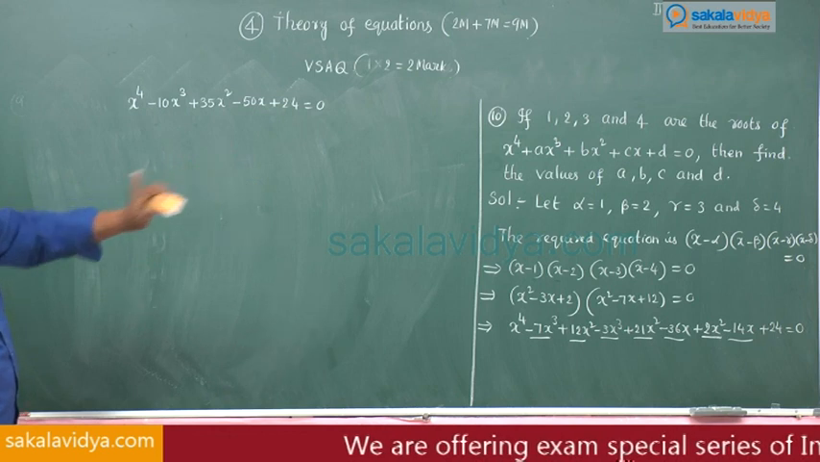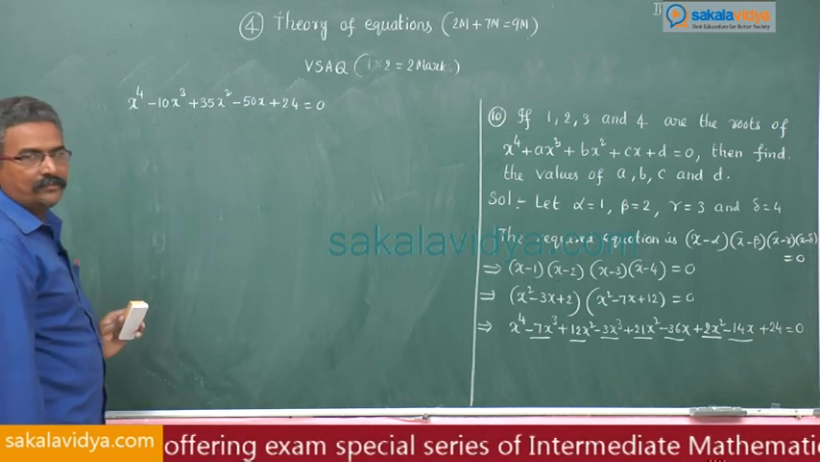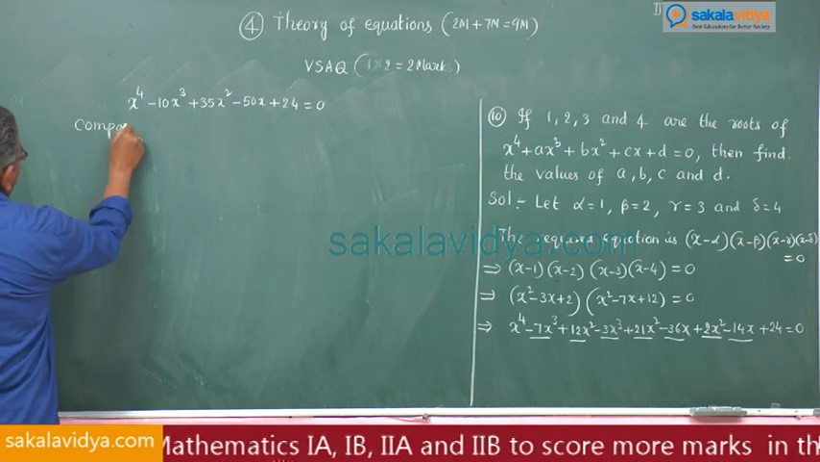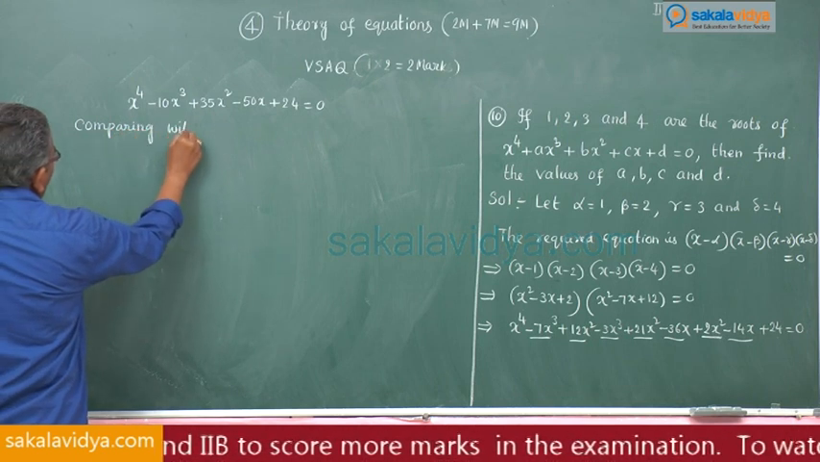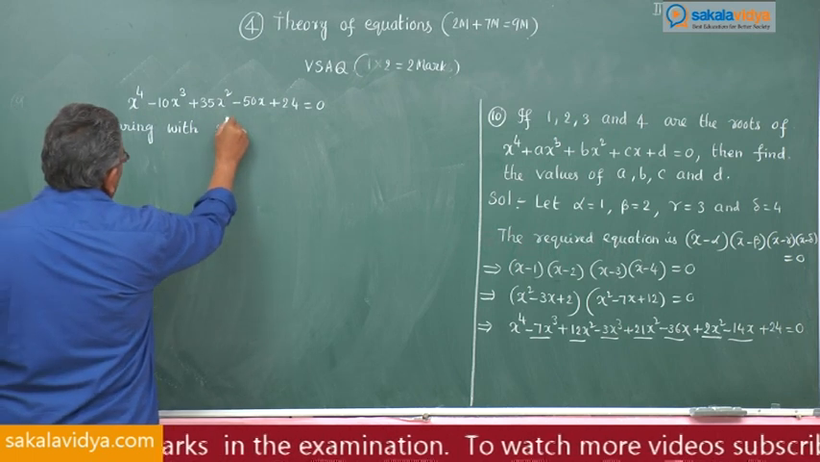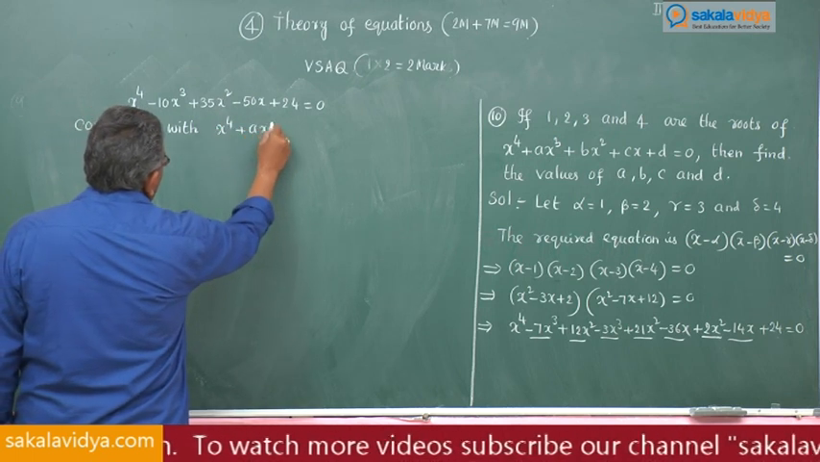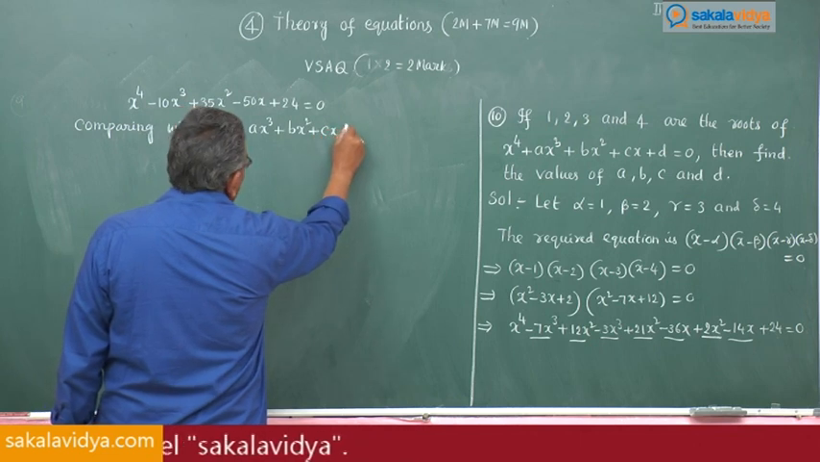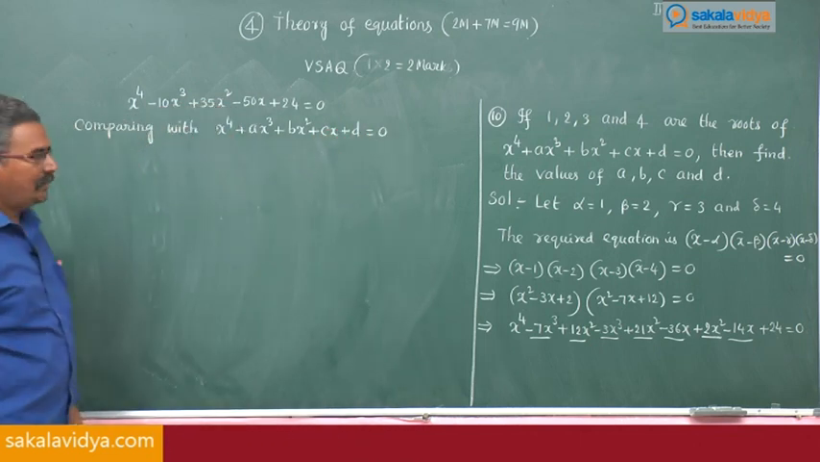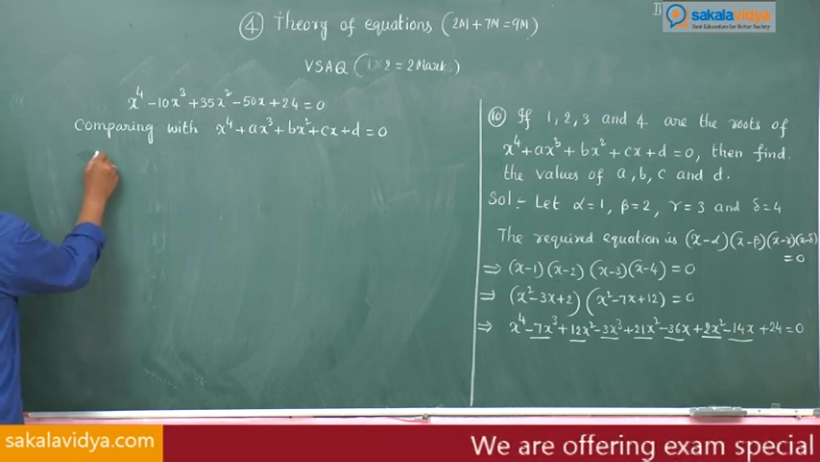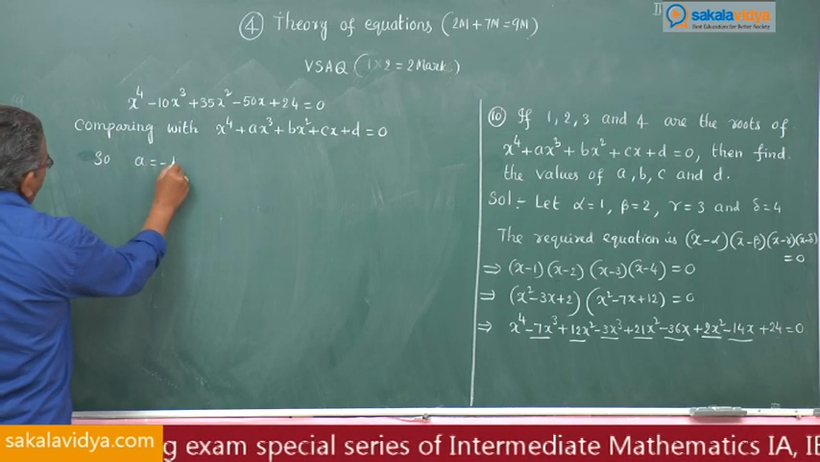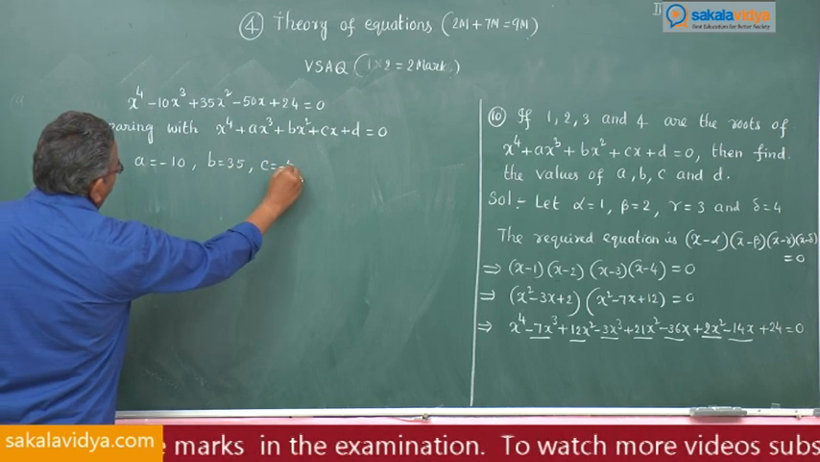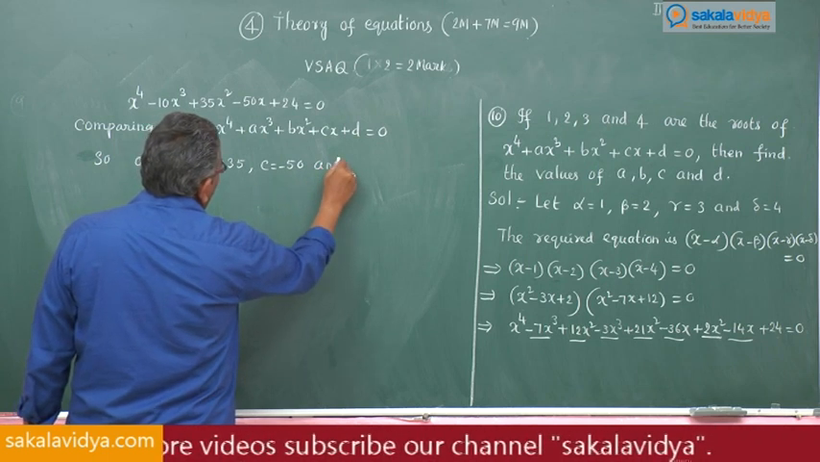Already this is given. What is that? x to the power of 4 plus ax cube plus bx square plus cx plus d is equal to 0. Comparing with x to the power of 4 plus ax cube plus bx square plus cx plus d is equal to 0. So, therefore, a is equal to minus 10, b equals to 35, c is equal to minus 50 and d equals to 24.